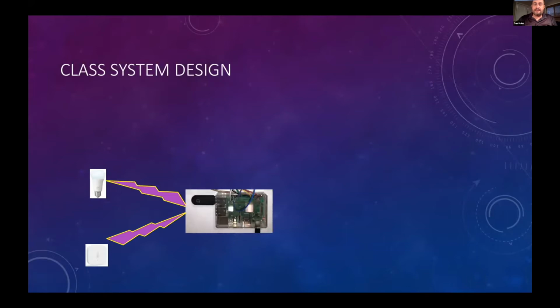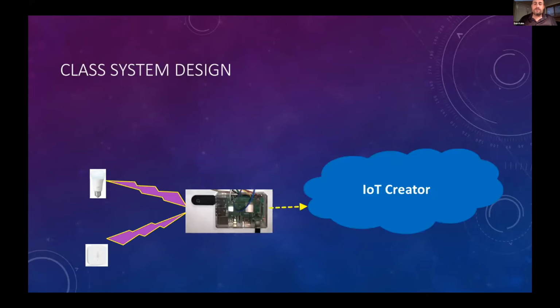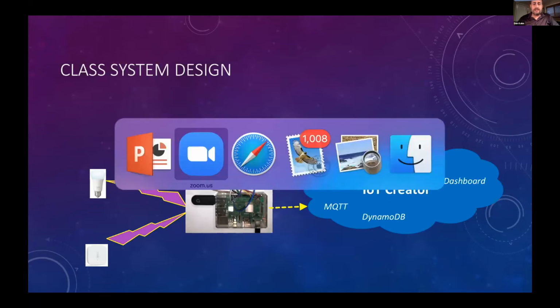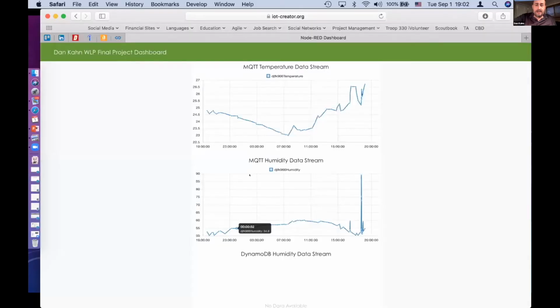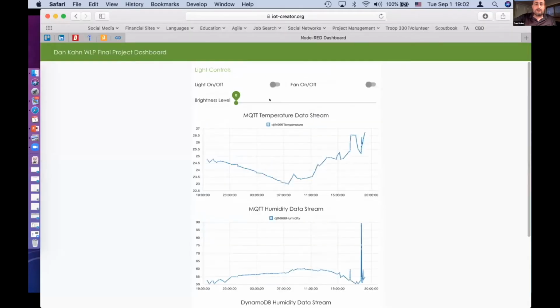And then take that information over the web to IoT Creator, where the data is stored in an MQTT queue and in DynamoDB. And then display the data on a dashboard, which looks like this. And then add some controls where you can turn the light on. If you can see over my shoulder here, the light's turning on.